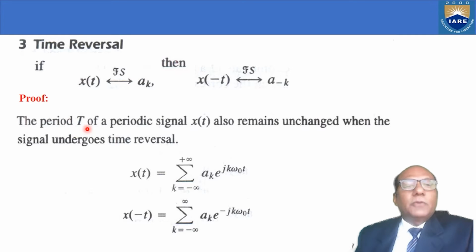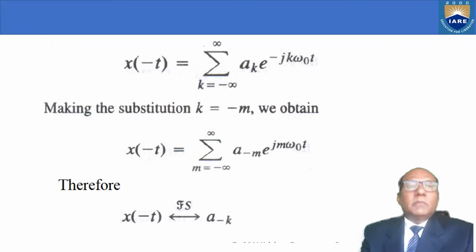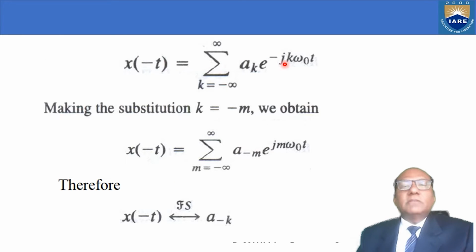So take this proof. By time reversal, the time period is not going to change here. This is x of t, and x of minus t means substitute the t variable with minus t. So here there is a plus, here it becomes minus because of minus t. Now this is what I have taken as it is from the previous slide.